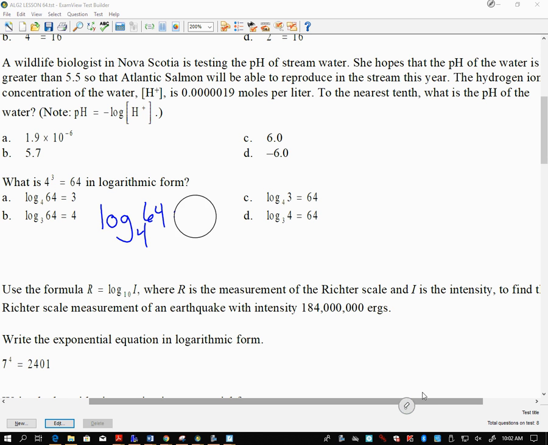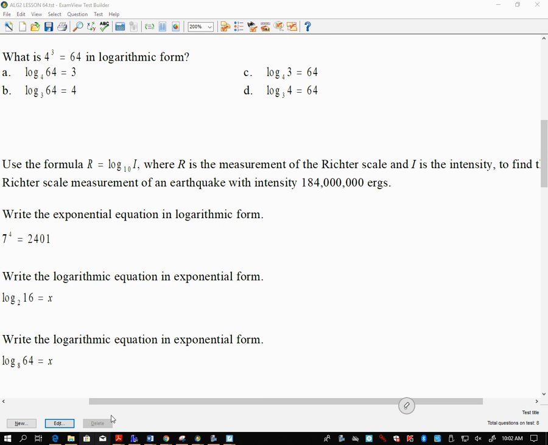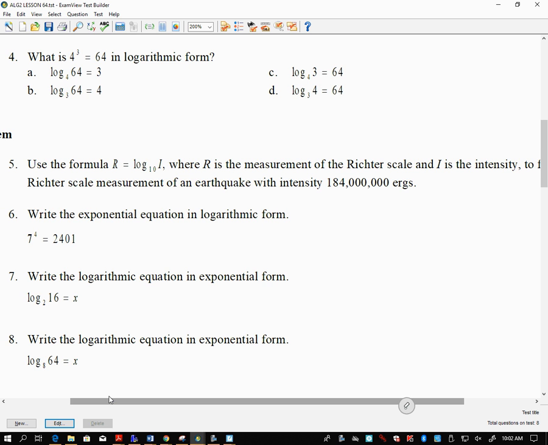All right, let's skip down. This one I actually do want John to answer this time. I want to skip down to this question here, number 6. I've got 7 to the 4th equals 2,401. I want to write that in log form. Start off with log. Then what? The exponent would be the 4.